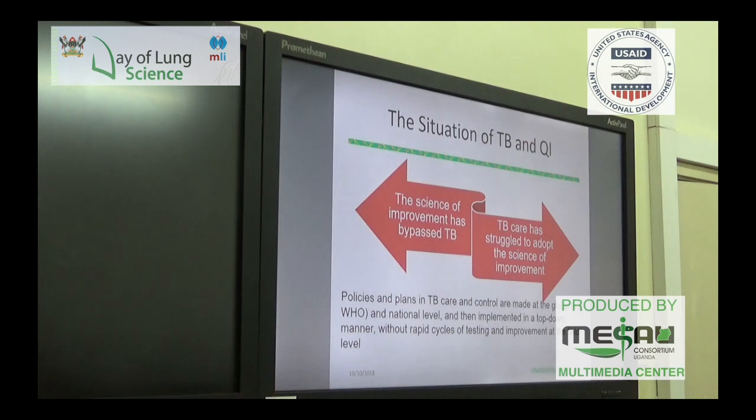There is the TB leprosy focal person and the TB focal person, and this is often what happens in health facilities: if a case comes in and they are suspected, what they'll do is say, wait for so-and-so to come. So those are all missed opportunities around that.